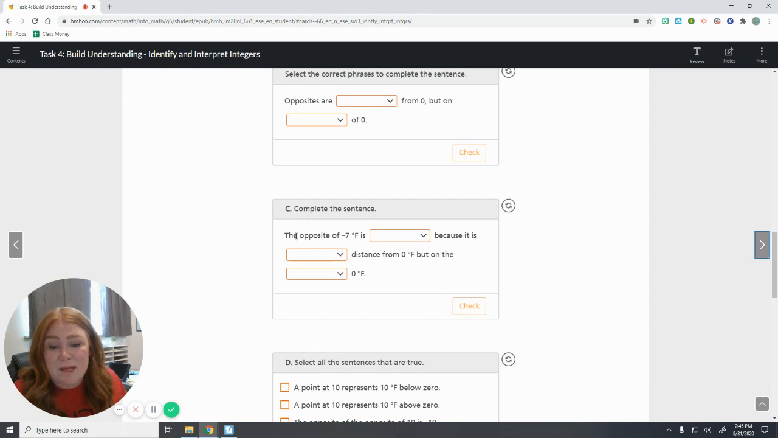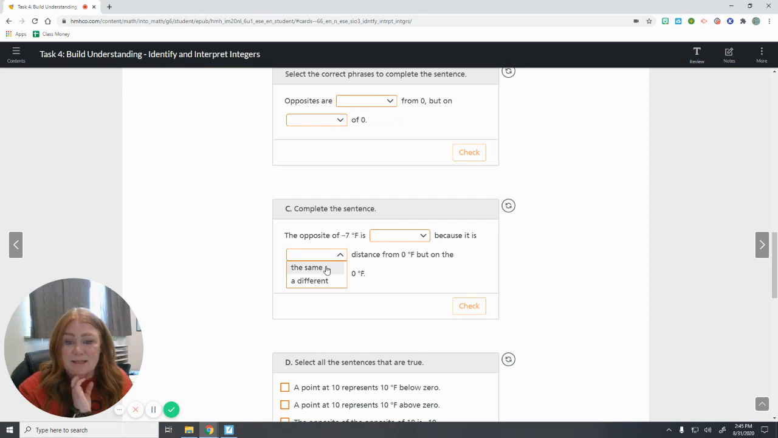Okay, C, the opposite of -7 is blank. So think about the opposite of -7 would be what? Because it is the same or different distances from 0, but on the same or opposite sides. So again, using that definition from right up above, think about the opposite of 7.